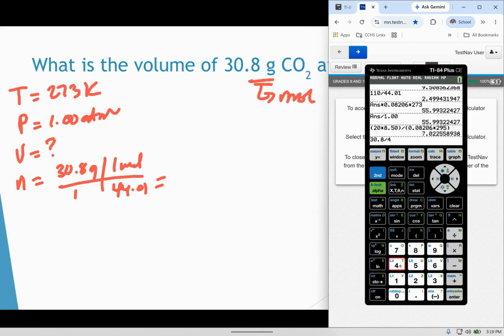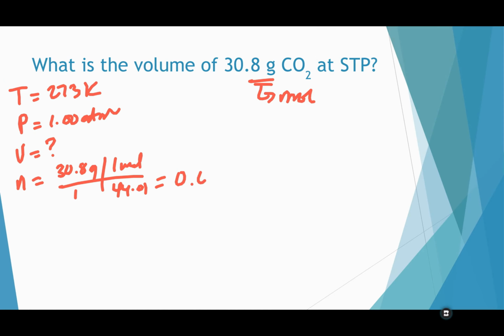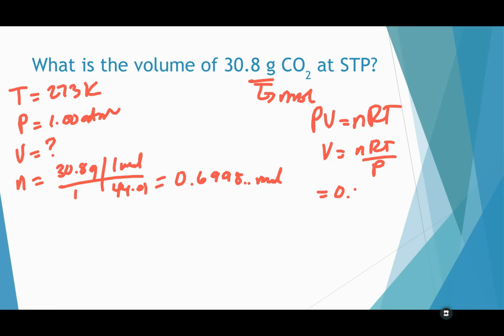30.8 divided by 44.01, that's going to be 0.699840 whatever. That's how many moles we have. So PV equals nRT. Notice how it takes different gas laws, but it kind of adds that layer of information. So volume is nRT divided by P. So 0.6998 times 0.08206 times temperature 273 divided by 1.00.